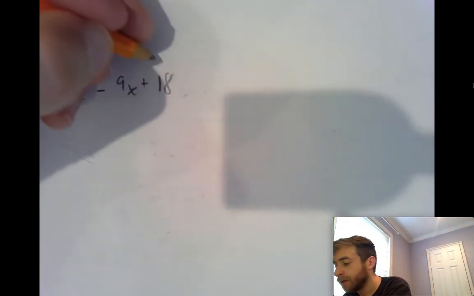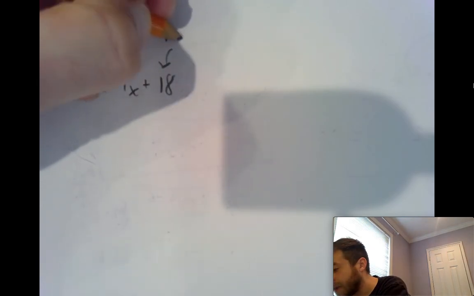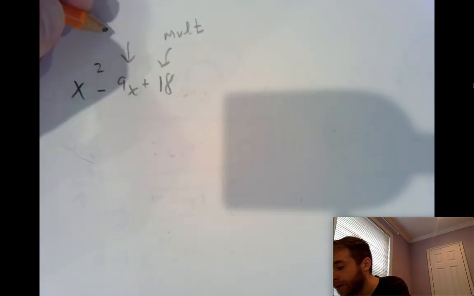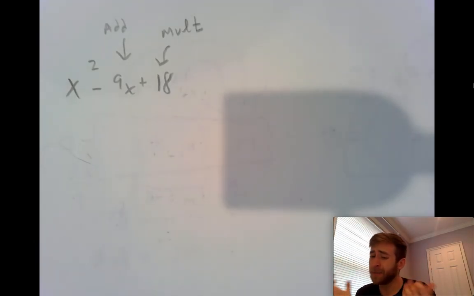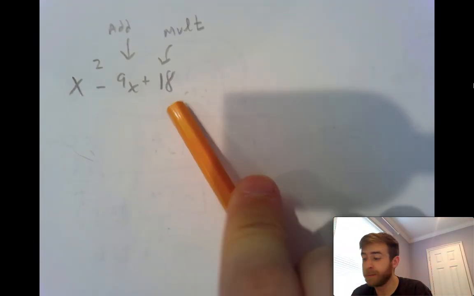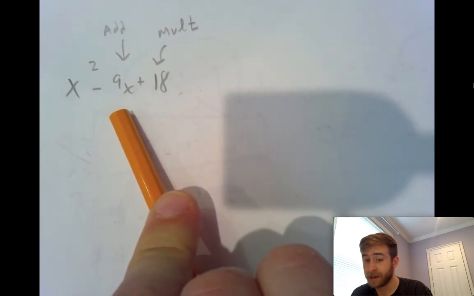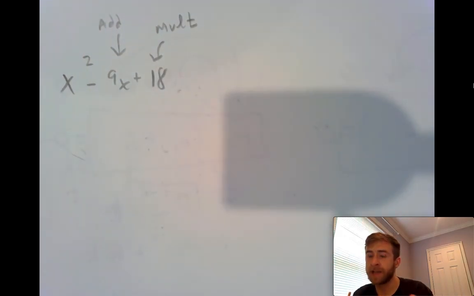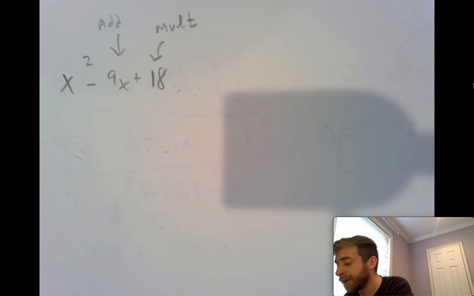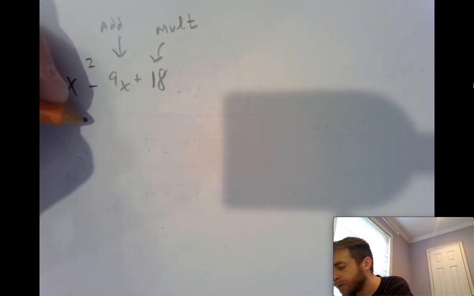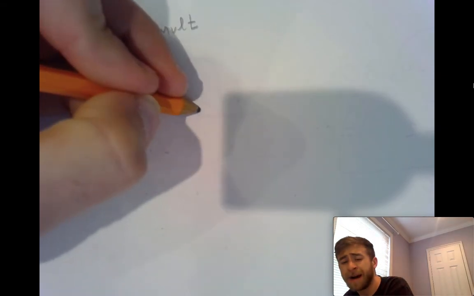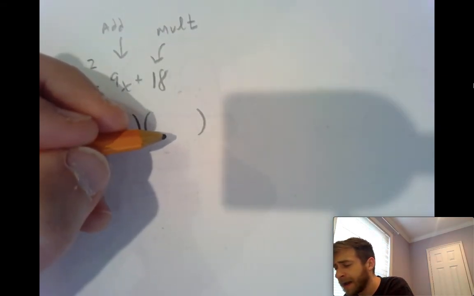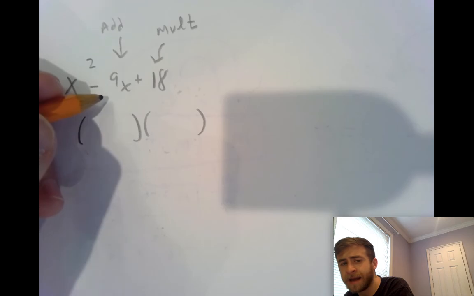So I want two numbers that multiply to the last one, and they also need to add to the x term. And instead of the last and the middle term, I really should be saying the constant term and the x term, or the exponent of one term. Anyways, let's get to it. So two numbers that are going to multiply to a positive 18 and add to a negative 9.